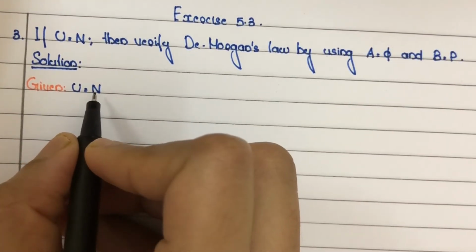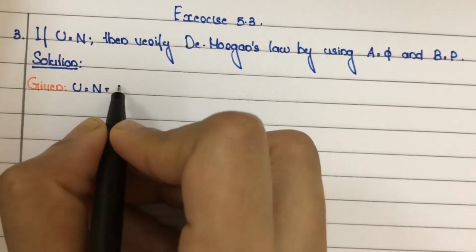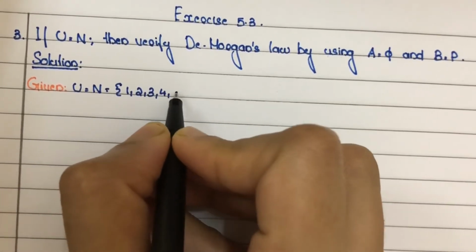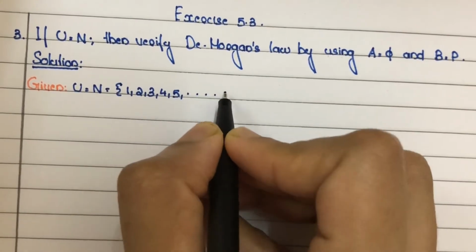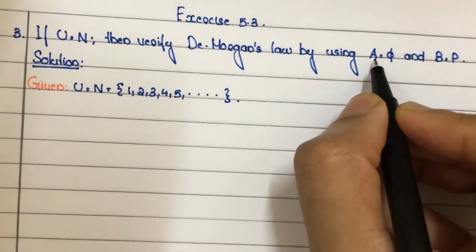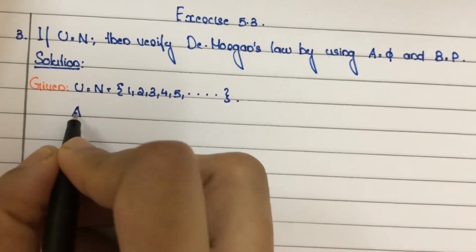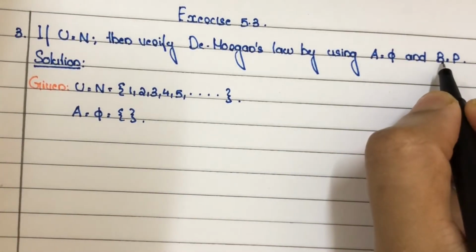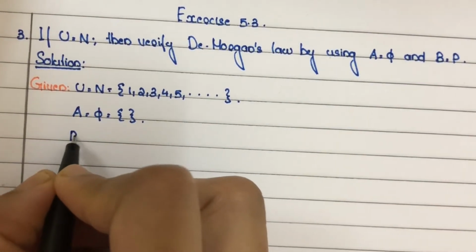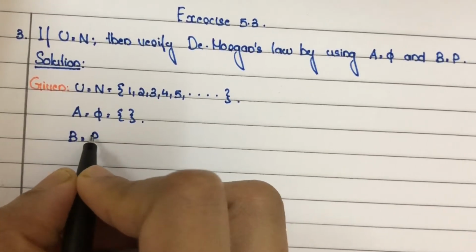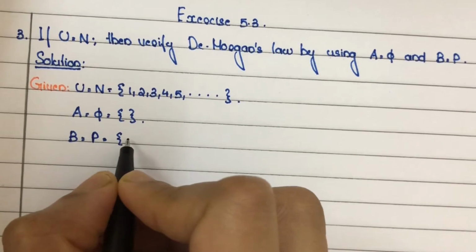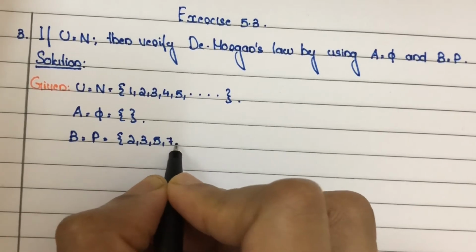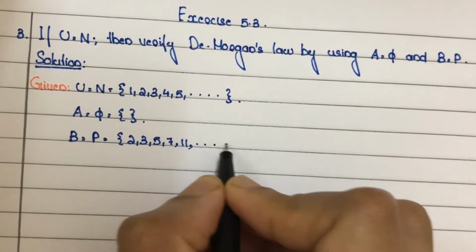Counting numbers are natural numbers, right? So, universal set is 1, 2, 3, 4, 5, etc. Next, A is equal to 5. Set A is equal to 5, it's an empty set. Next, B is equal to P. Set B is equal to P. P means prime numbers, set of prime numbers: 2, 3, 5, 7, 11, etc.